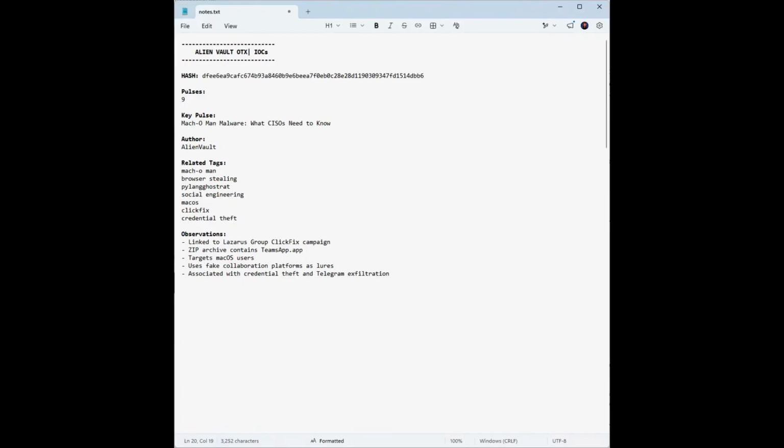The information suggests that the malware targets macOS users through quick-fix social engineering techniques and uses fake collaboration platforms such as Microsoft Teams to lure victims. The pulse also indicates that the malware is designed to steal credentials and other sensitive information.